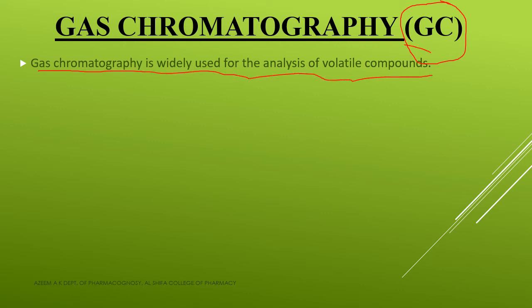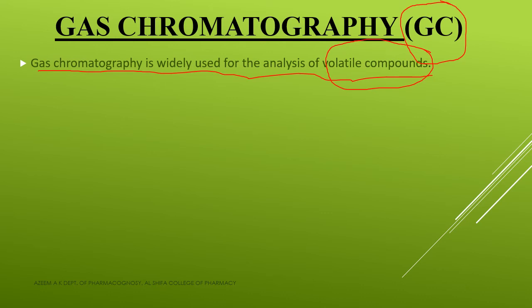So whatever chromatography we have studied so far could be used for any type of compound. But if it is a volatile compound, then this gas chromatography is the ideal chromatographic technique. Okay, so gas chromatography is widely used for the analysis of volatile compounds.